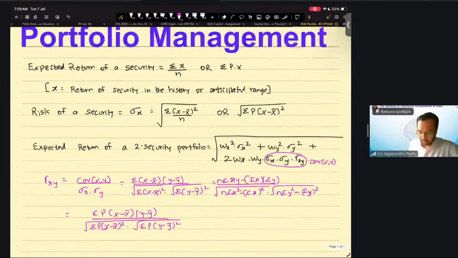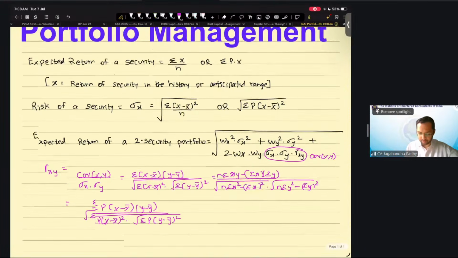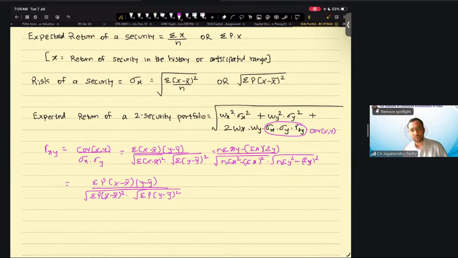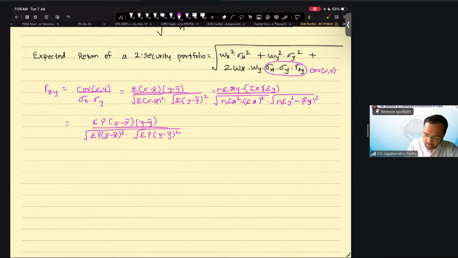Okay, so that's your portfolio management. So in portfolio management, the initial part, we can say expected return of security, risk of security, as well as expected return of a two security portfolio. And this is expected risk, this is risk of a two security portfolio. Now, return of a two security portfolio.